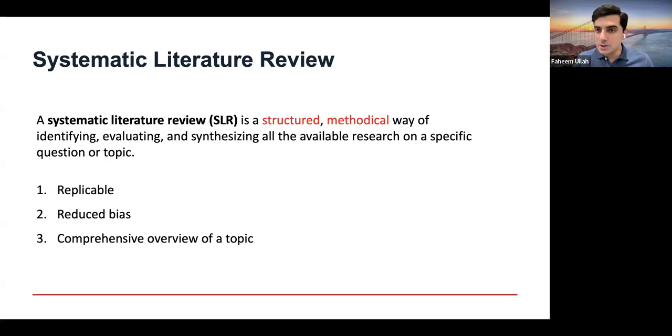Now, depending upon which stage of research you are in, systematic literature reviews can be done at any stage. It could be done at the master's level, the PhD level, or postdoc level. In my case, personally, I have done a couple of systematic literature reviews during my PhD, and during my postdoc, I also did a systematic literature review.